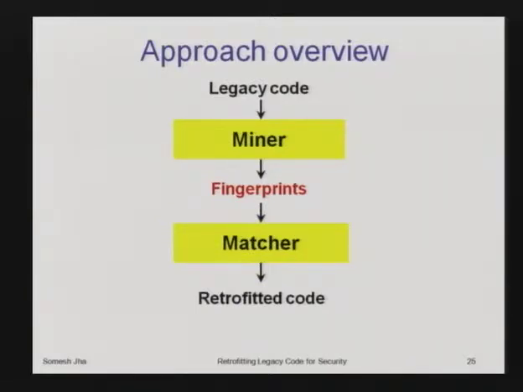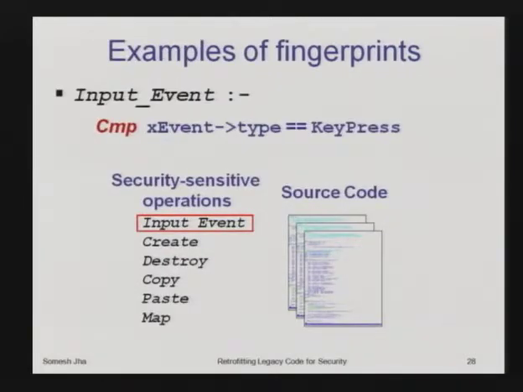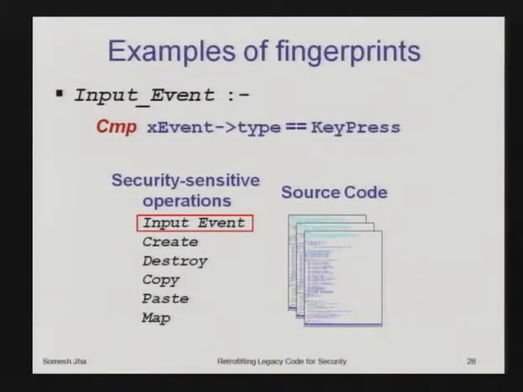This is how it works. You take your legacy code, in this case the X11 server, and run it through our miner. You get some fingerprints, which are essentially code signatures for where to put the hooks, and then the matcher looks at these fingerprints and puts the hooks there. I'll give you an example later. Essentially, fingerprints are code-level signatures of security-sensitive operations, and the best thing is to give you an example. For input event code, a security-sensitive operation happens when there is a struct of XEvent type and it has a certain subfield. Whenever this kind of code pattern happens, we say there is an input event. That's precisely a fingerprint.